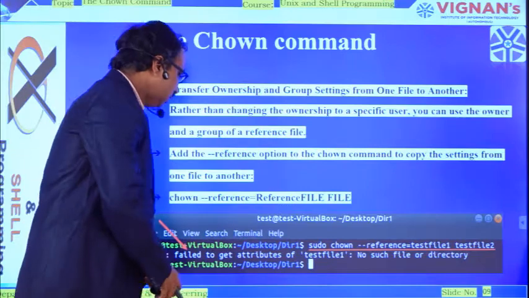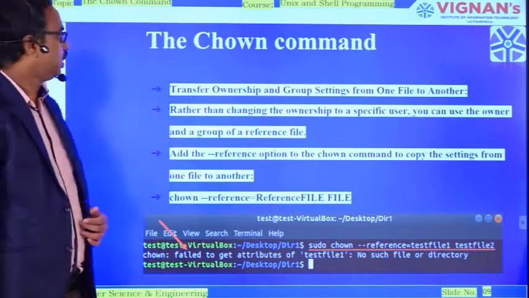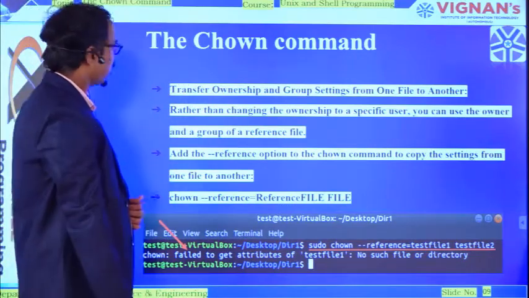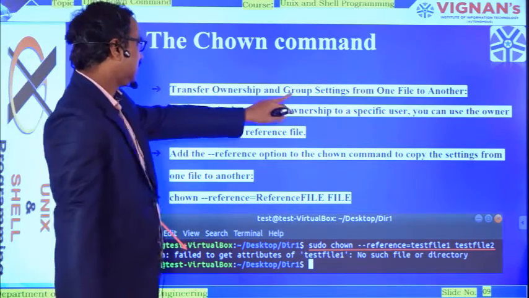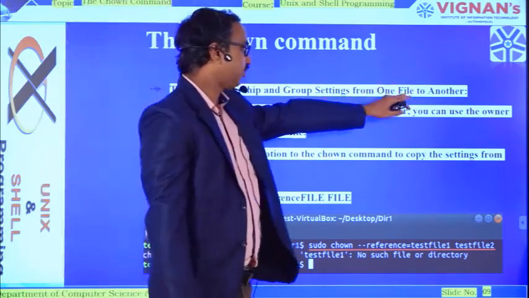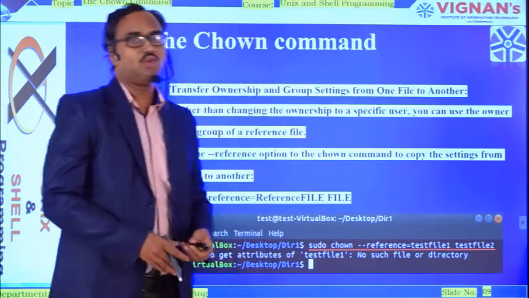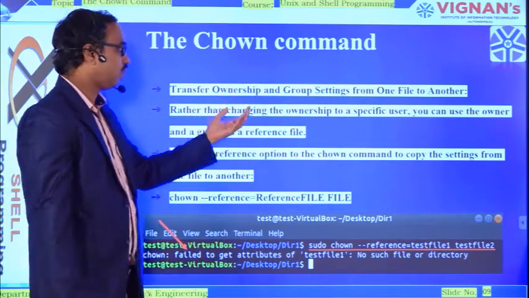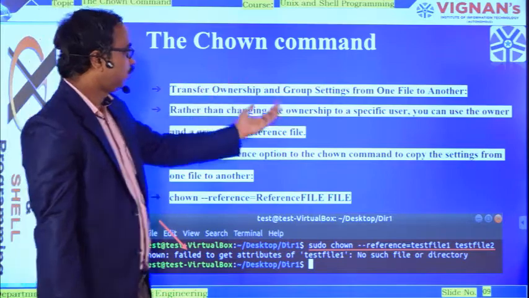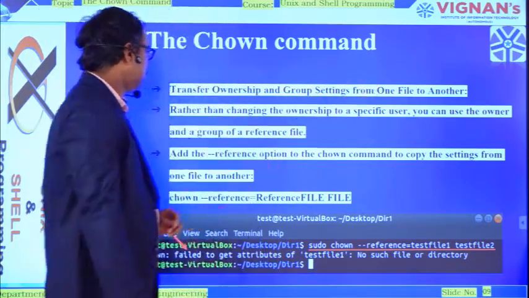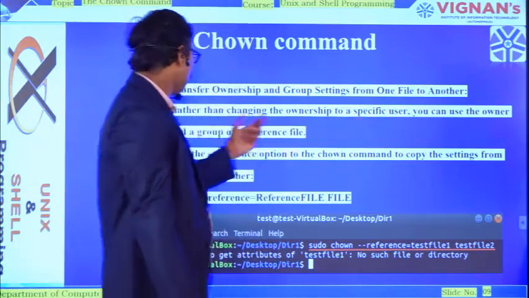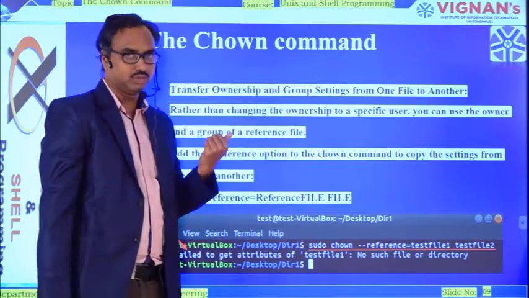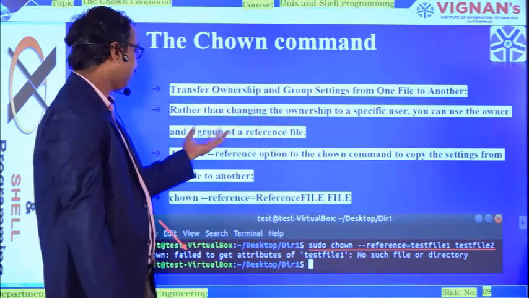Now coming back to one more very important example of the chown command: transferring the ownership as well as the group settings from one file to another file. So how can we do that? Rather than changing the ownership to a specific user, you can use the owner and group of a reference file.